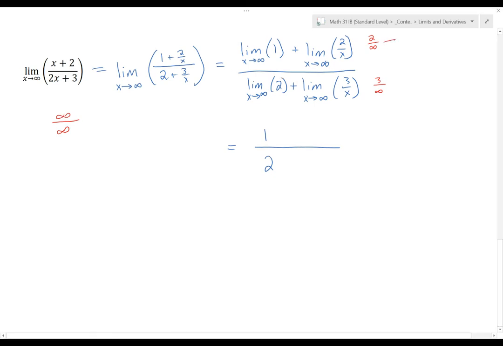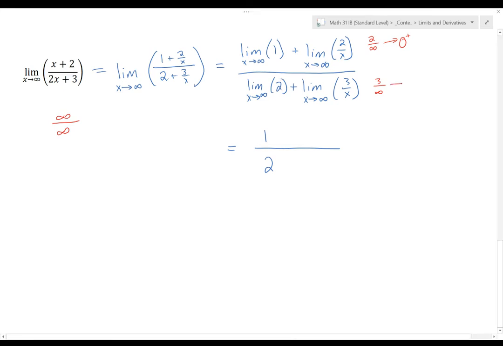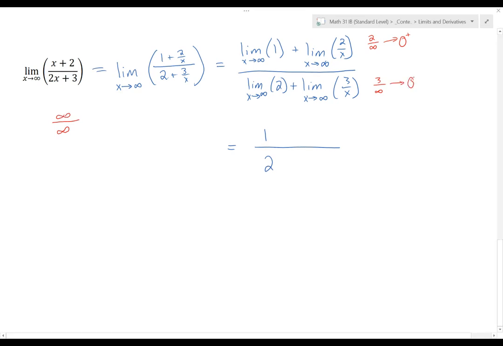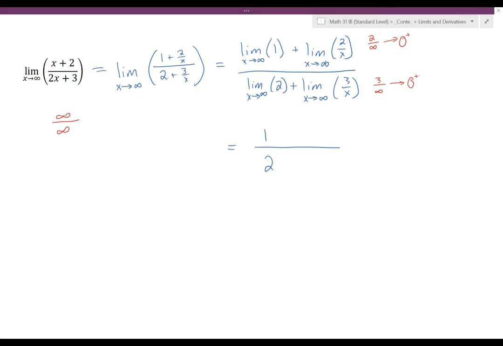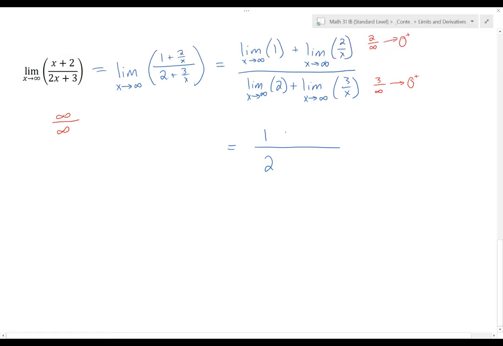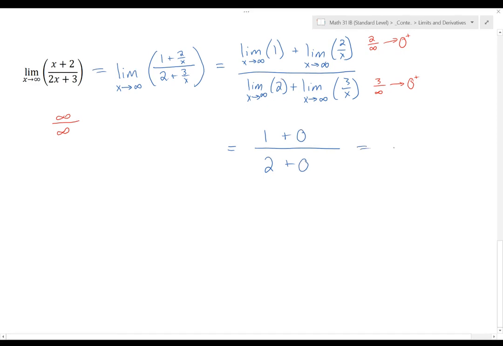So this goes to 0, and technically a positive 0. 0 obviously isn't positive, but a number very close to 0 that is still positive. And same with 3 divided by an infinitely large number becomes an infinitesimally small number, in other words, a number that is very close to 0, still slightly positive. So what I essentially end up with is 1 plus 0 over 2 plus 0, which is obviously just 1 over 2. So that is the limit here.